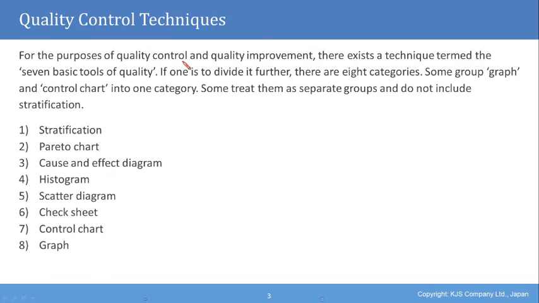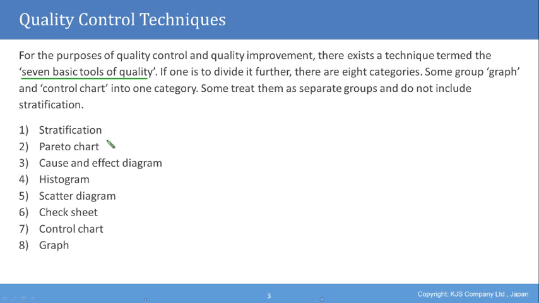For the purposes of quality control and quality improvement, there exists a technique termed the 7 basic tools of quality. If one is to divide it further, there are in fact 8 categories. This is because some group graph and control chart into one category, and some treat them as separate groups, and do not include stratification. So the number is sometimes disputed, but it's about 7 to 8 categories of quality control and quality improvement.